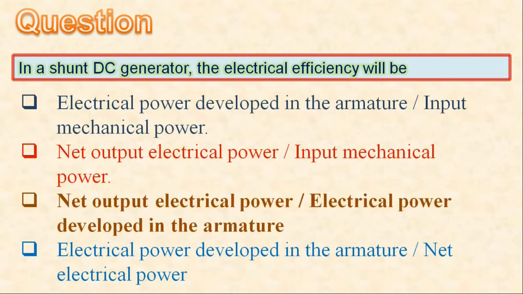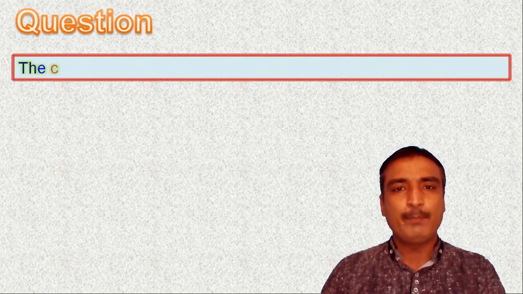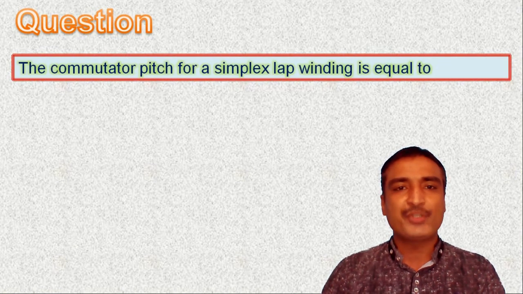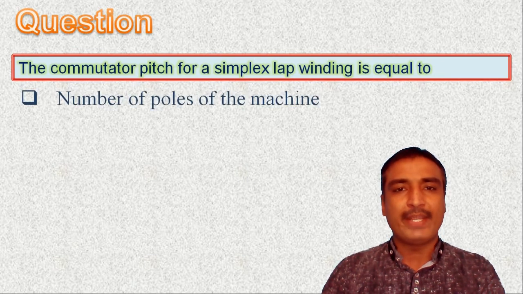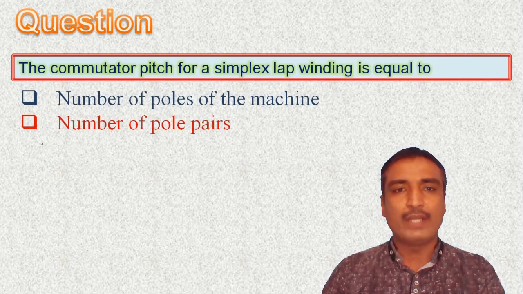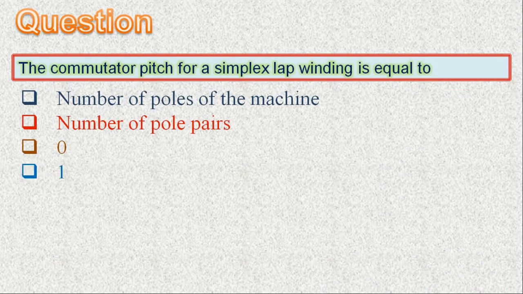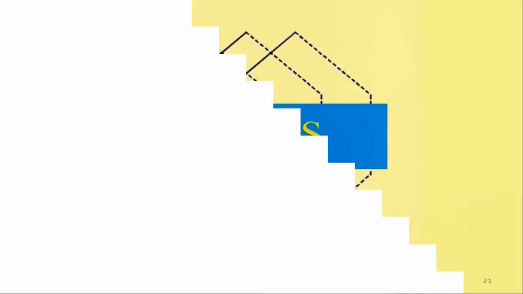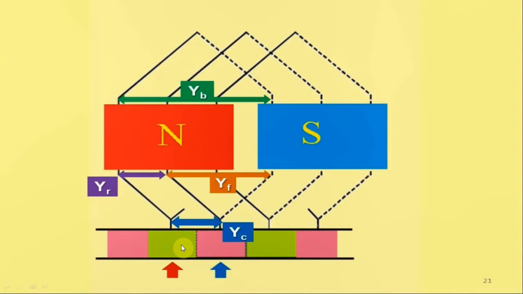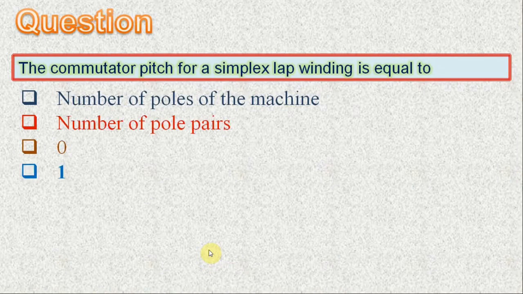Next question is, the commutator pitch for a simplex lap winding is equal to. The options are number of poles of the machine, number of pole pairs, 0, 1. The commutator pitch is defined as the distance between the commutator segments to which the two ends of a coil are connected. As can be seen in this figure, the commutator pitch for a simplex lap winding is equal to 1. So, the last option is the correct answer.